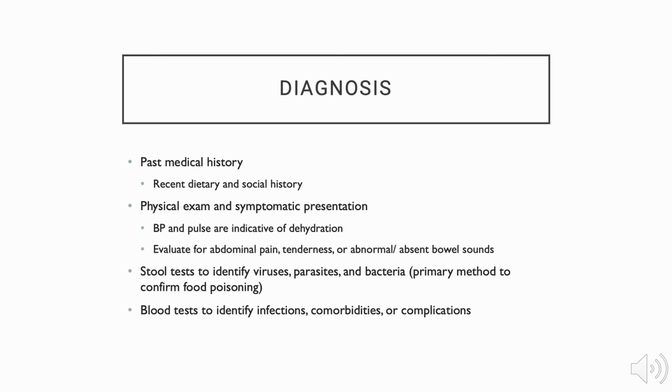A provider would evaluate blood pressure and pulse because these are indicative of dehydration. They would also evaluate for abdominal pain, tenderness, as well as abnormal or absent bowel sounds. Stool tests are used to identify viruses, parasites, and bacteria. This is the primary method to confirm that food poisoning is occurring, and blood tests are used to identify infections, comorbidities, or complications.